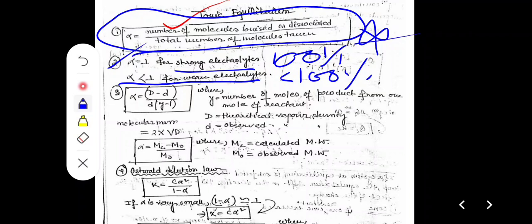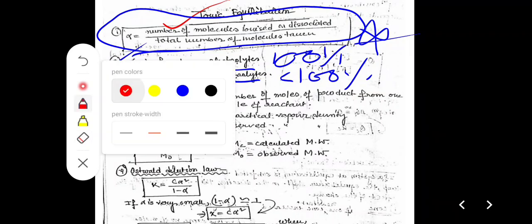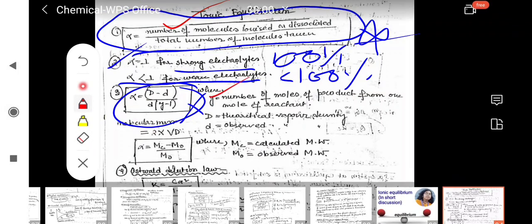We can write another equation, but it's not so important. You may not memorize it. Here, Y is the number of moles of product produced from 1 mole of reactant. D is the theoretical vapor density, and small d is the observed vapor density.